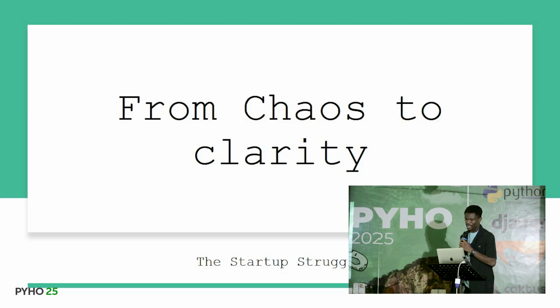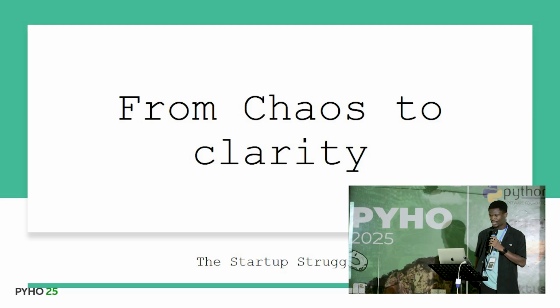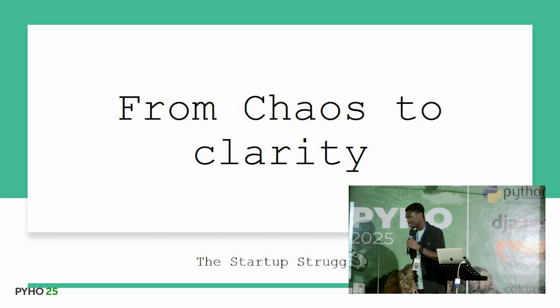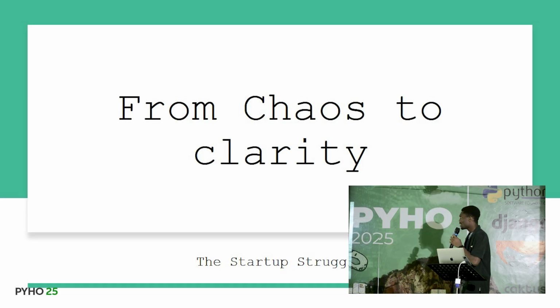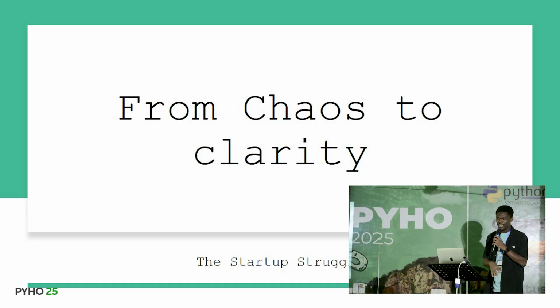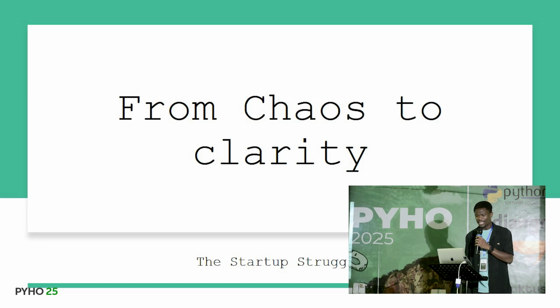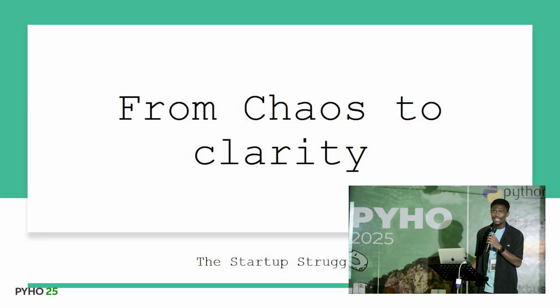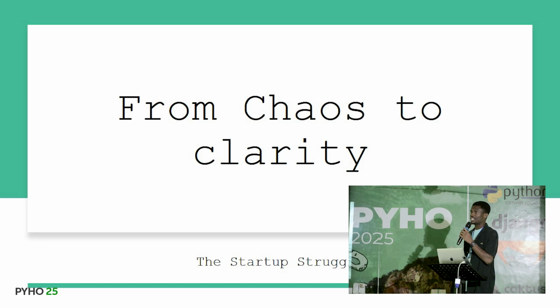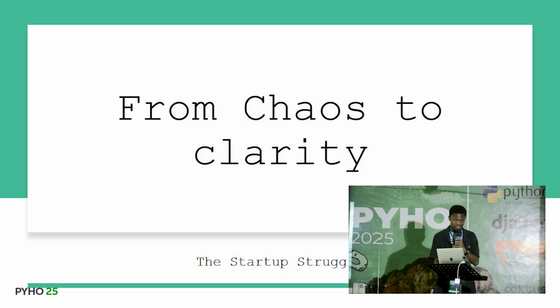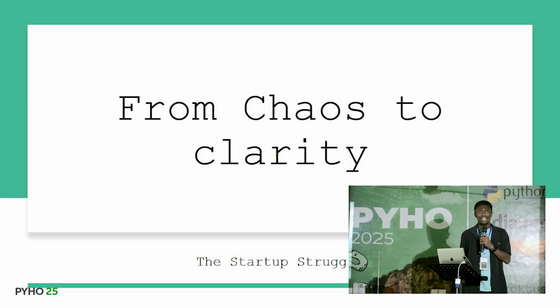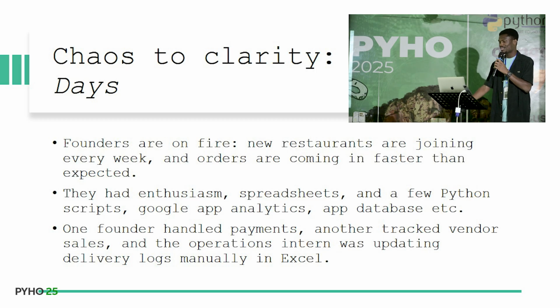Early days, like I mentioned, things are going very great. Founders are on fire. New restaurants are joining every week. Just Shop is now getting famous. People are using it all the time. Data is everywhere, in spreadsheets. Maybe there are a few Python scripts. There's the app database where sometimes they can write some small SQL, pull some data from there, and maybe get some reports. But you see, it's a lot of things to do.